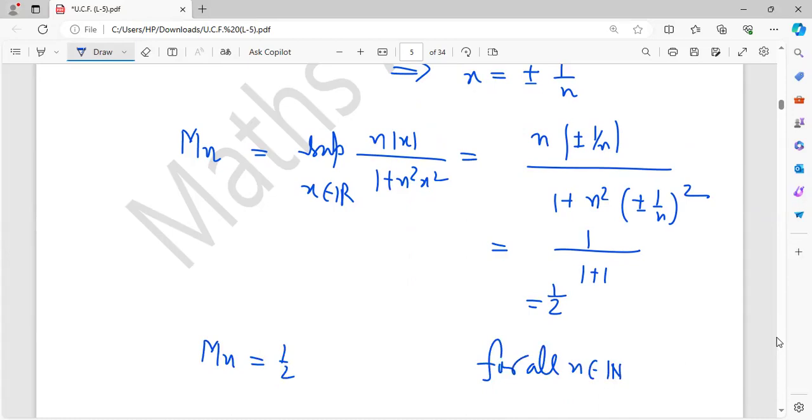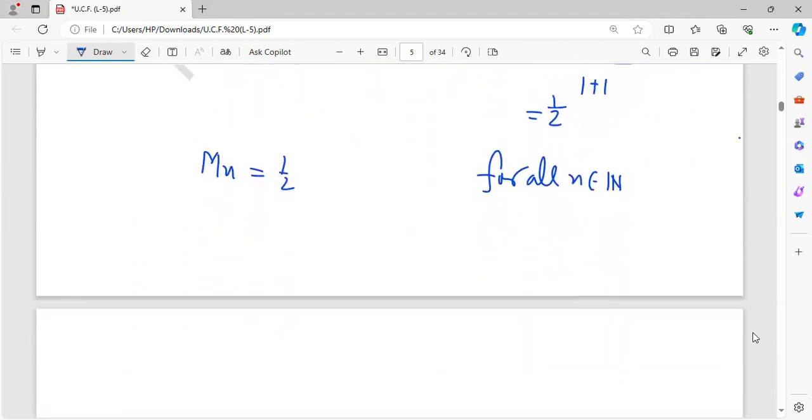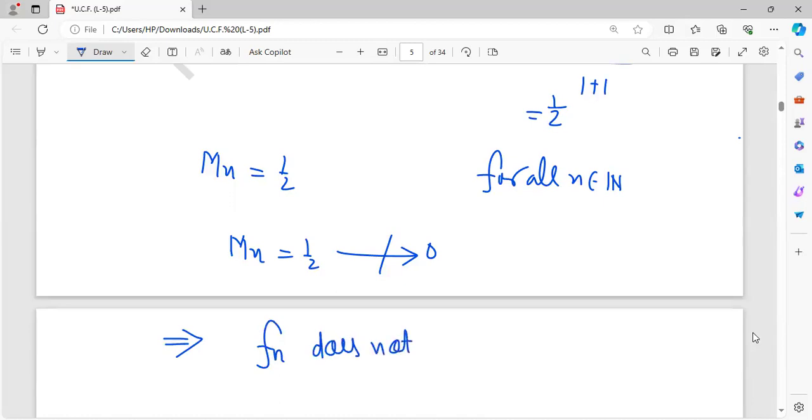So what does it mean? It means that the sequence Mn does not tend to 0, because this is a fixed value and it does not tend to 0. So this implies fn does not converge uniformly on R. Okay.